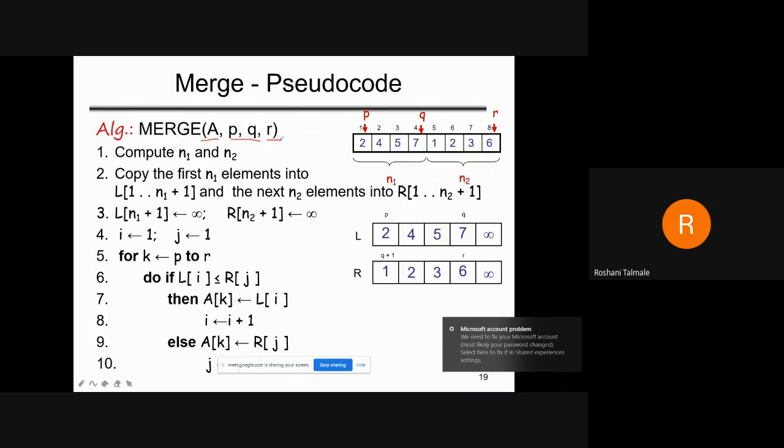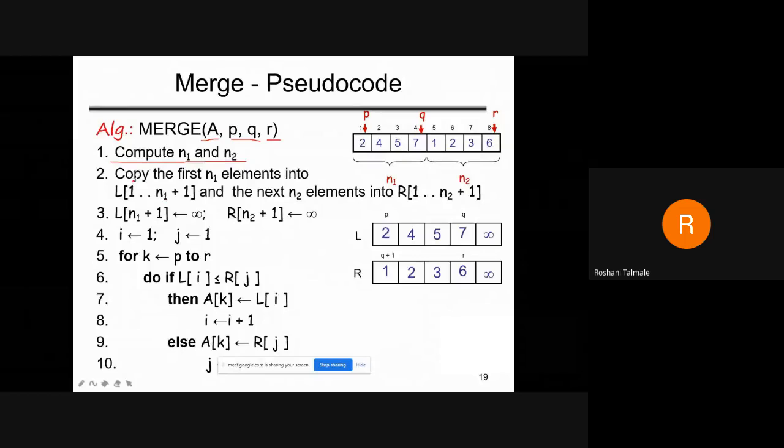Now, the first step of this algorithm is to compute N1 and N2. What does it mean? N1 is one sub array and N2 is the other sub array. Now, copy the first N1 elements into L, which we will call the left part. Why have I written 1 over here? 1 means this is the first index. Then we go till N1 plus 1.